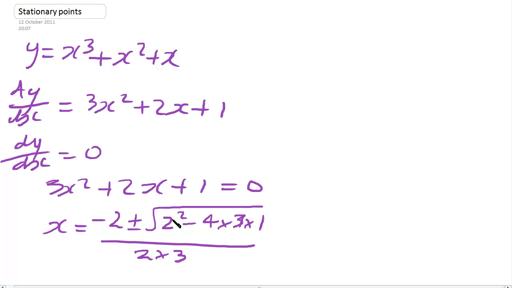Now straight away you'll see this part of the expression here is negative. 2 squared is 4. 4 times 3 is 12, times 1 is 12. You've got 4 minus 12, so underneath here, okay, you've got the square root of minus 8. Now this can't happen. So what does this mean?